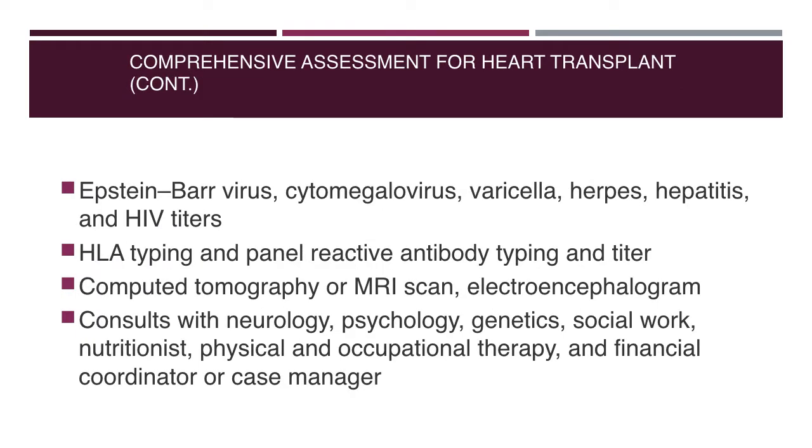In addition, we're going to be checking them for Epstein-Barr virus, cytomegalovirus, varicella herpes, hepatitis, and HIV titers, because they may have gotten tainted blood, and we just didn't know it. HLA typing and panel reactive antibody typing and titers, computerized tomography or an MRI scan, and electroencephalogram.